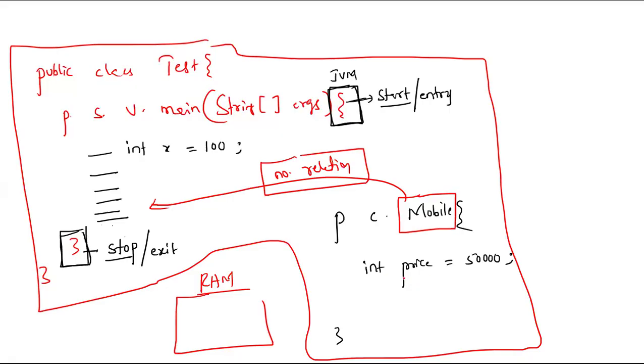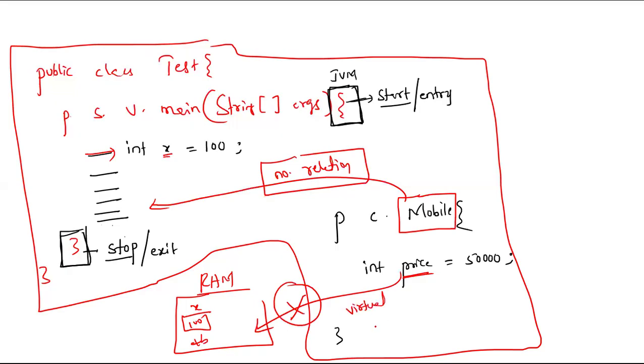Then will this price be loaded into the memory? No, only this X value, because of the first line of execution, X value will be loaded into the memory, but this price will not be loaded into the memory. That's why a class is called as what? A virtual entity, because of this reason.